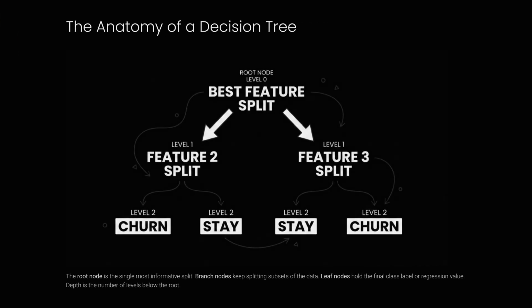The root node is the most informative split. Branch nodes continually split subsets of data. Leaf nodes hold the final class label or regression value. Depth is the number of levels below the root.